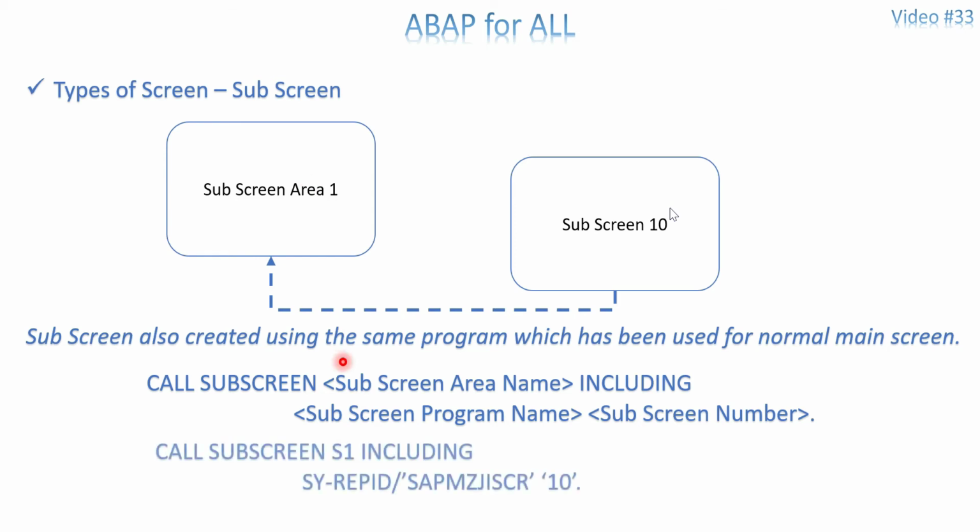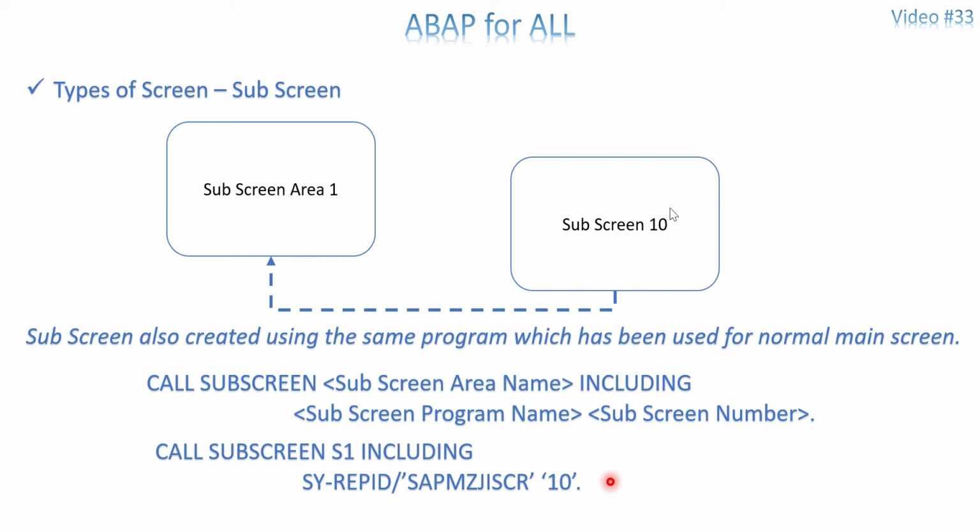The example is like this: call subscreen, my subscreen area name is S1, including sy-repid. This is a system variable which recognizes the program at runtime. So if your subscreen and the normal screen have the same program, you can go ahead with the system variable sy-repid. If it is a different name, you have to mention within single quotes your subscreen program name. Then within single quotes the subscreen number. So this is the syntax to map your subscreen to the subscreen area, which is available in your normal screen.